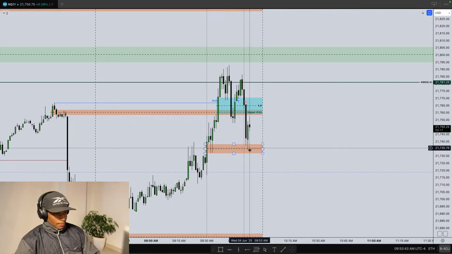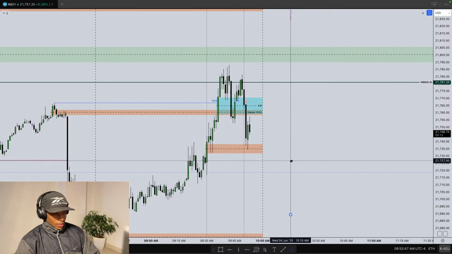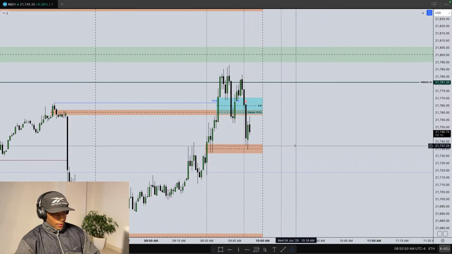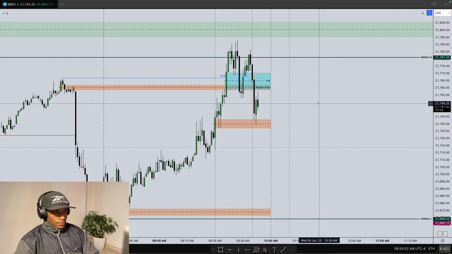A low being created below this one more time would be cool. I'm just saying it would be cool. I'm not saying we need it, but it could be cool.